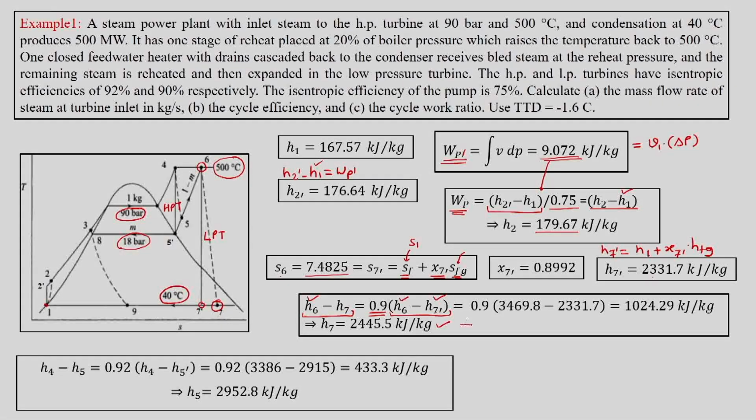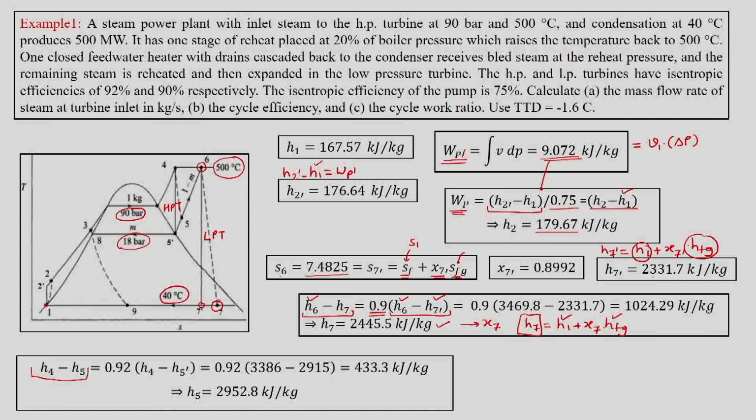So knowing H7, we can also find out, if required, the X7 from the point that H7 is equal to H1 plus X7 into HFG, where HFG is known to us from the steam table, where we had used it over here, and we also know H1, which we had also used over here. Once H7 has been calculated, we can find out X7 if required. But before that, we can find out the high pressure turbine.